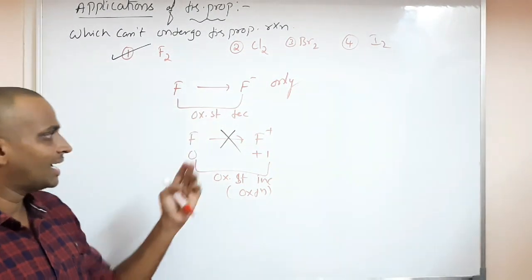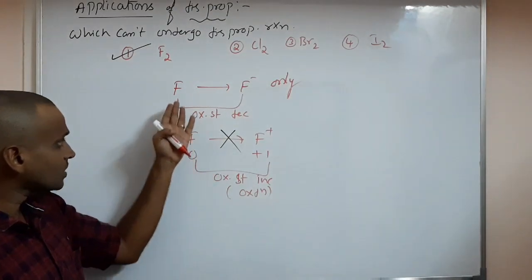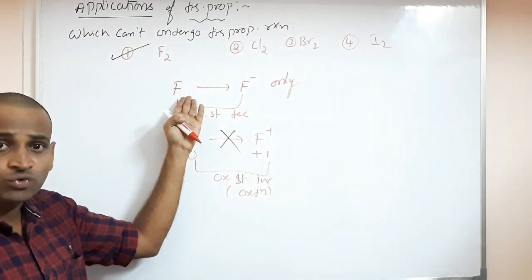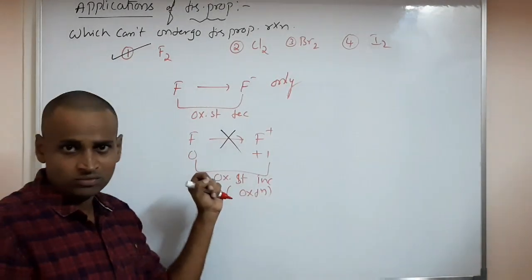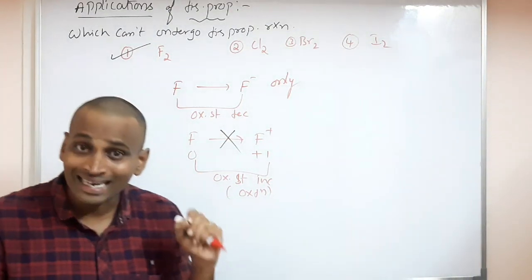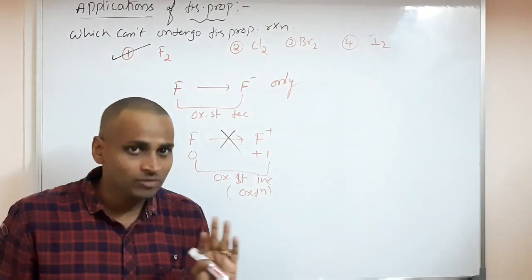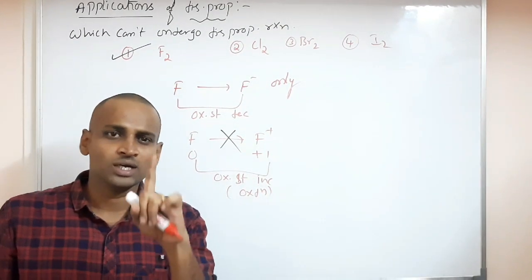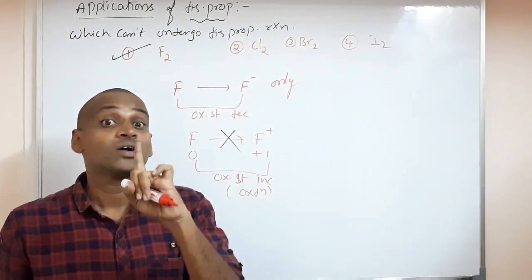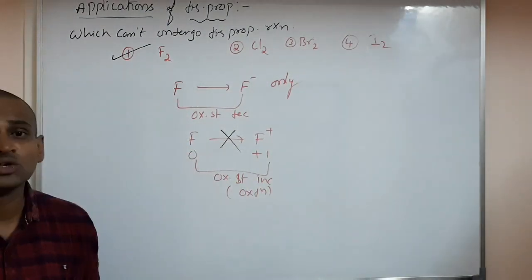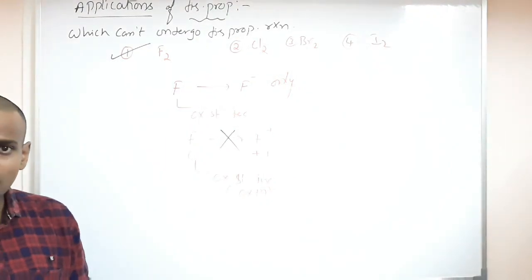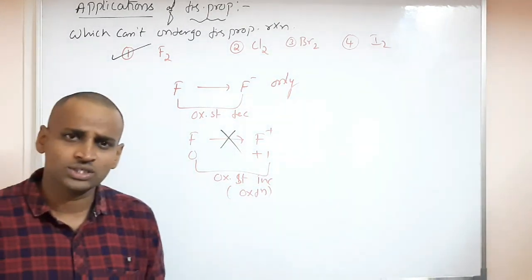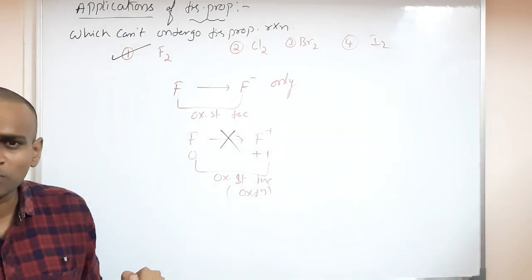Fluorine can never lose electrons. Why, sir? As I said, it is the most electronegative atom. Its electronegativity value is 4, so it cannot lose electrons. Can fluorine undergo oxidation? Never. One particular atom should undergo both oxidation and reduction, and in the case of fluorine that is not happening. So fluorine cannot undergo oxidation, and that's why disproportionation is not possible.